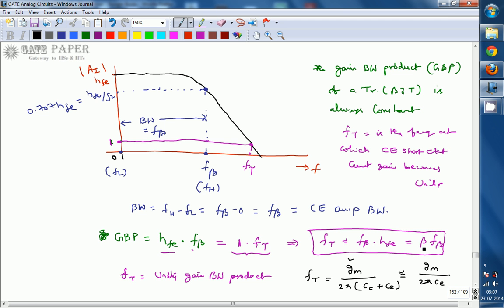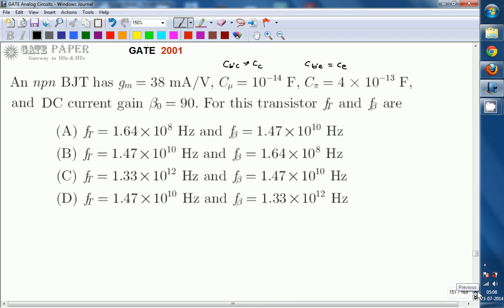Later divide with beta so that you will get f beta. After calculating f tau, f beta is nothing but f tau divided by beta. The beta value is given as 90. If you calculate these values, you will get f tau equal to 1.47 into 10 power 10, and f beta equal to 1.64 into 10 power 8. This is what you will get. So the right answer for this question is B.